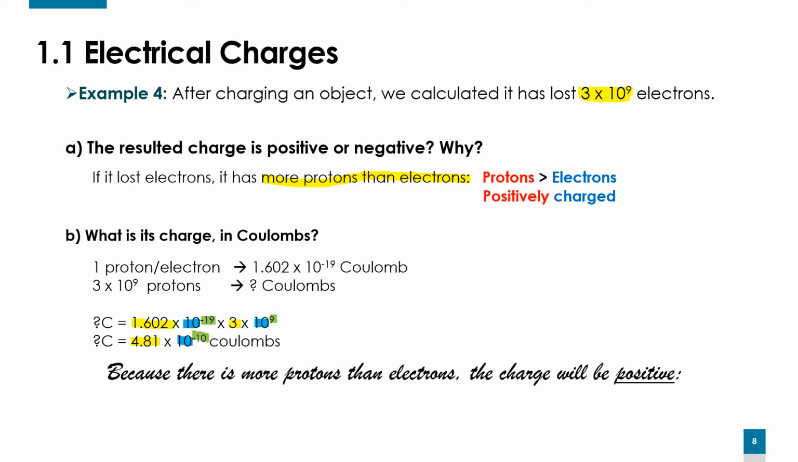Because there are more protons than electrons, is it going to be positive or negative? So I have more protons than electrons, so it's going to be positive. How much positive? What I just calculated: 4.81 times 10 to the power of minus 10 coulombs. Now, the most important part. The charge will be positive, so I need to put a positive sign here. Okay?